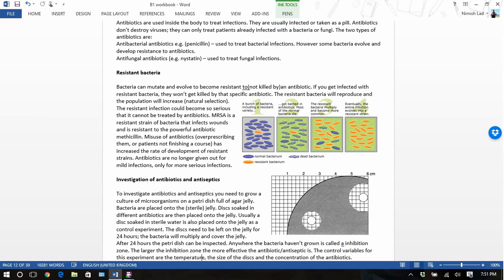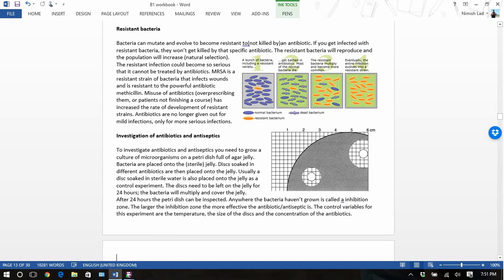So antibiotics are no longer really given out for mild infections, now only when we have really serious infections. So you have a bunch of bacteria, including a resistant variety, and the rest of them are normal. All these blue ones are normal, and that red one there is resistant. All of the blue ones are completely wiped out by the antibiotics. The red one survives though. The resistant bacteria multiply, and the more common ones die out, and eventually all you're left with is the resistant strain.